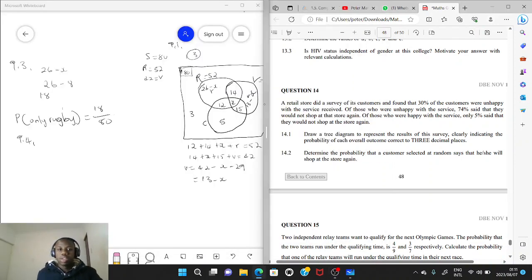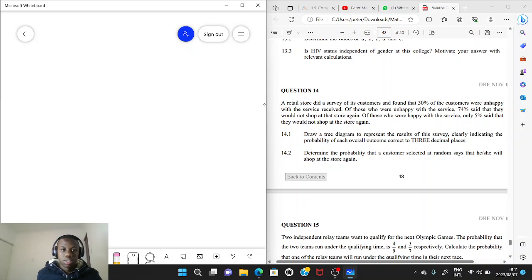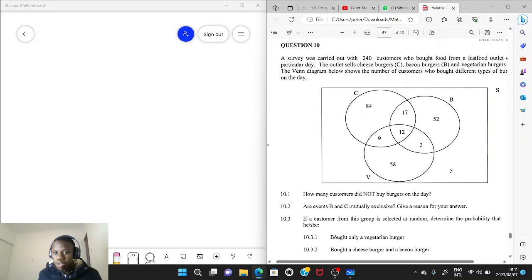Now, let's open a new page and try to find. You see, we can do at least two questions, then we are done with the Venn diagrams, right? So what happens here is that we have question 10. And question 10 reads as follows.